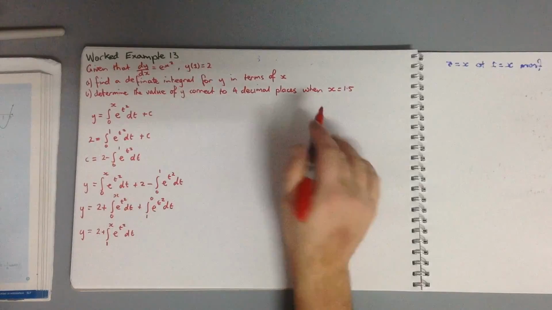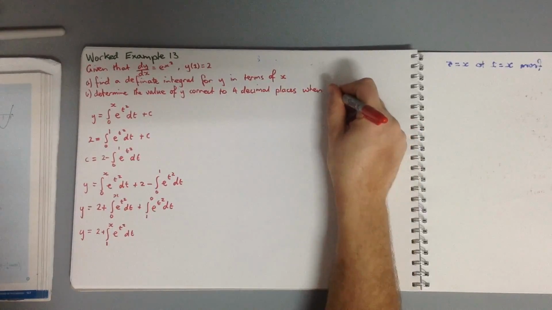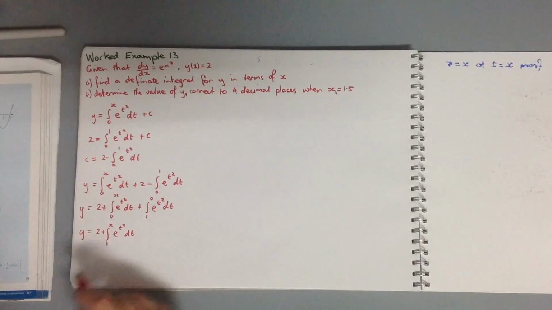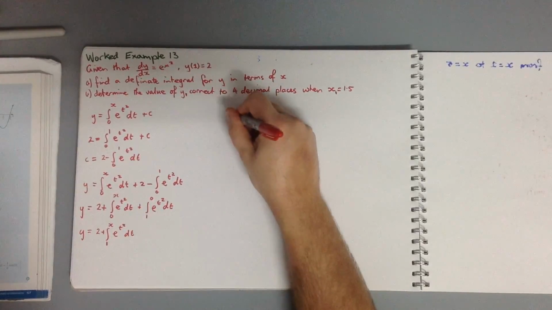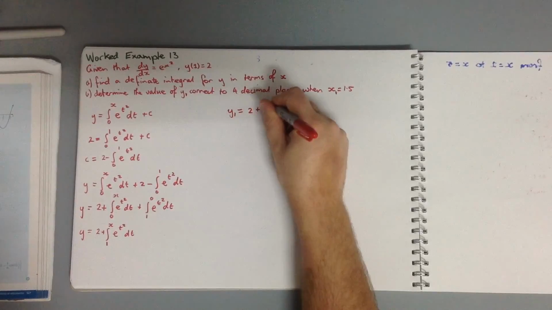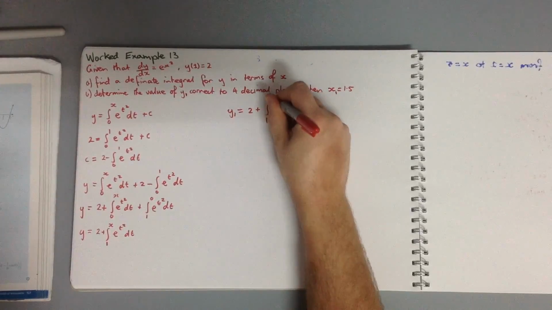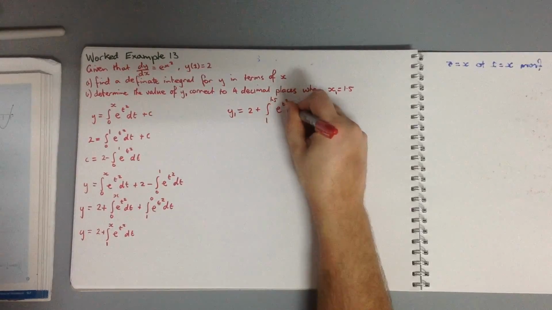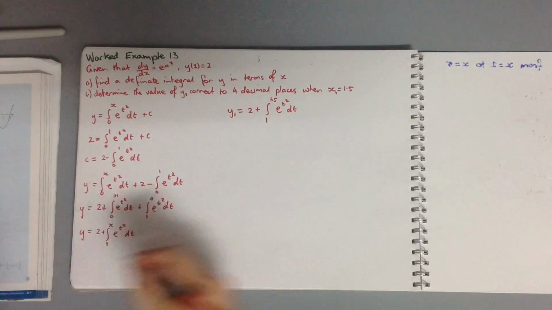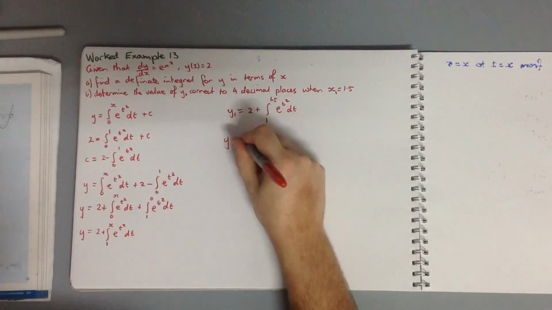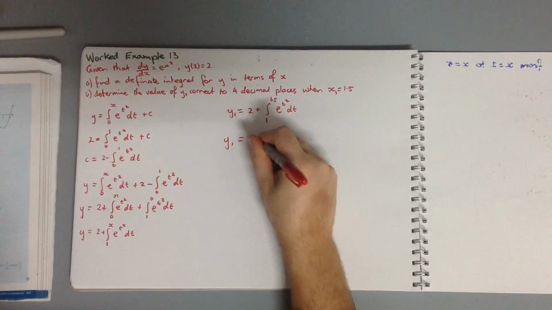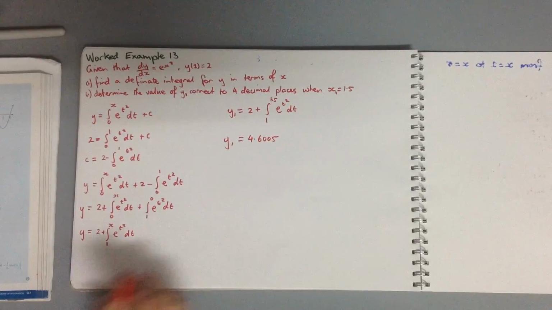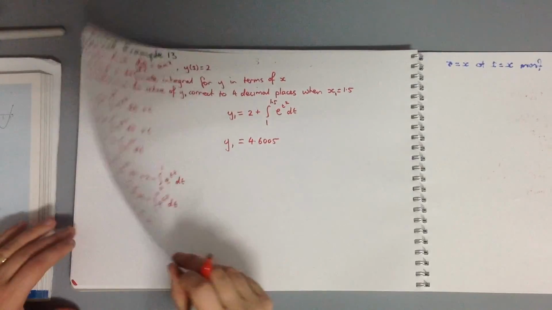In part B, we say that's x1, and we want to find the value of y1 correct to 4 decimal places. So really, it becomes y1 equals 2 plus the integral from 1 to 1.5 of e to the t squared dt. When we plug that into our calculator, we find that our y1 is equal to 4.6005.